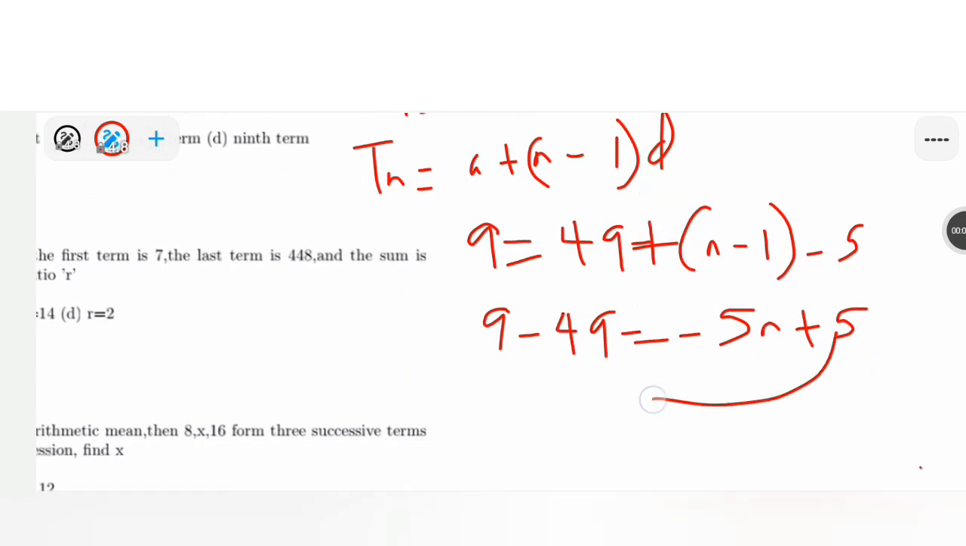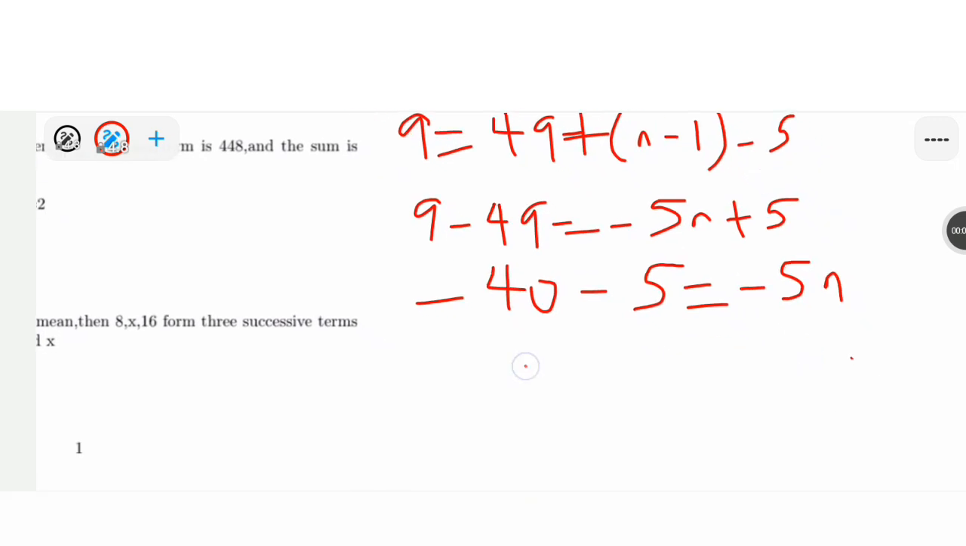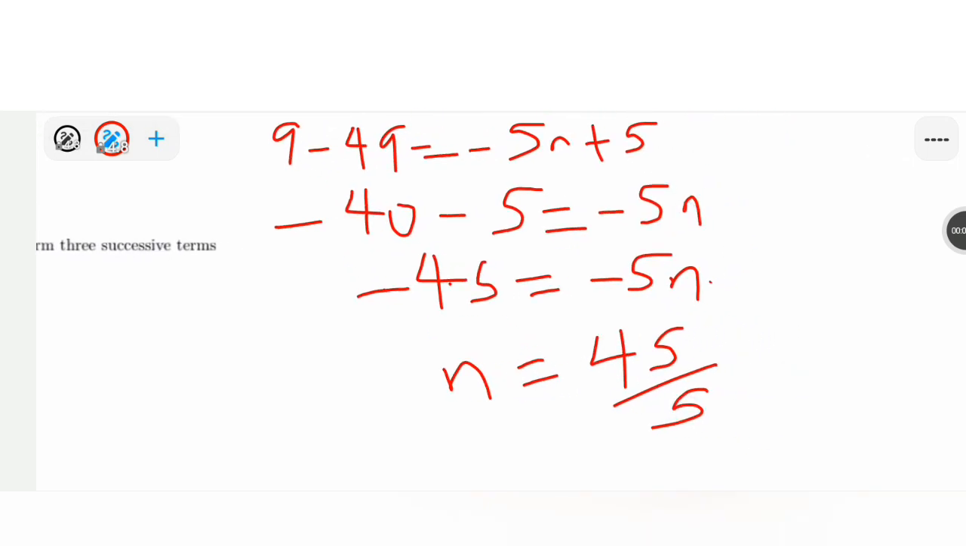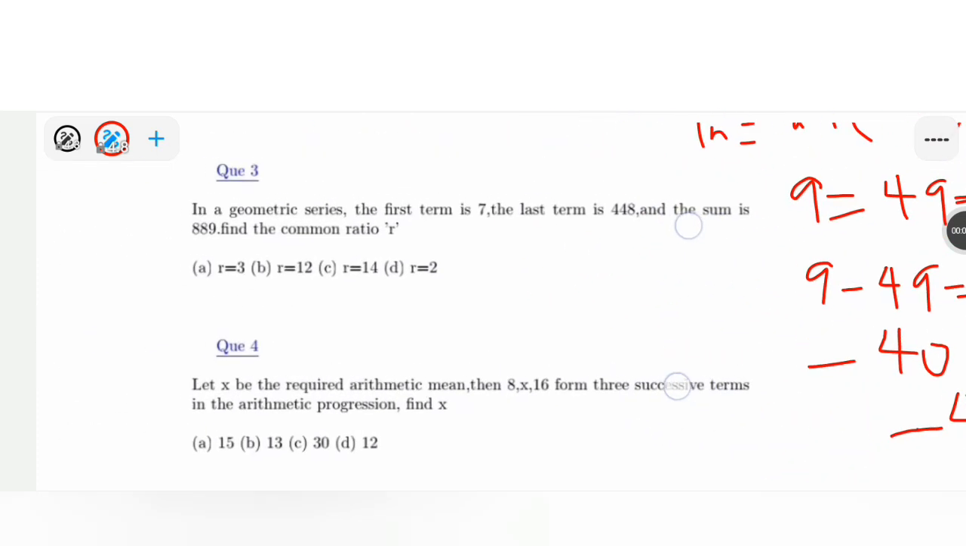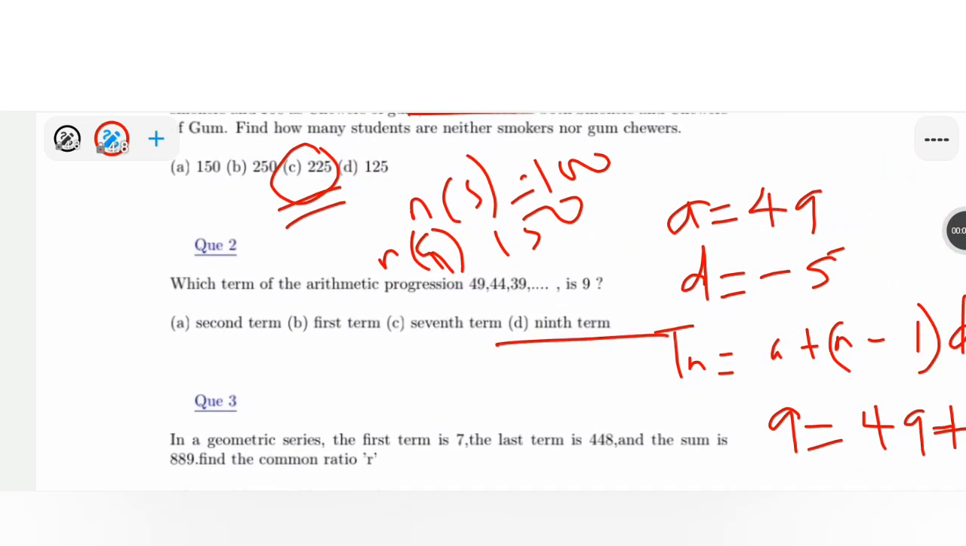So let me bring this 5 to this side. So 9 minus 49, you get minus 40. Then minus 5 is equal to minus 5n. So we solve this, you get minus 45 on this side, equals minus 5n. So when the minus cancels out, you have n equals 45 over 5, so you're going to get 9 as the answer. Your answer must be positive. So n is 9. So the term 9 is in 9th position. So that's the 9th term. So the answer is D.